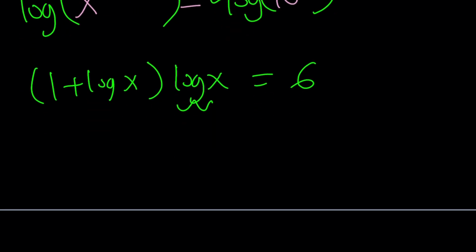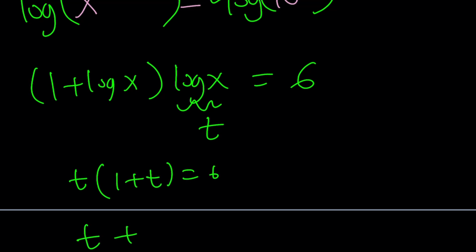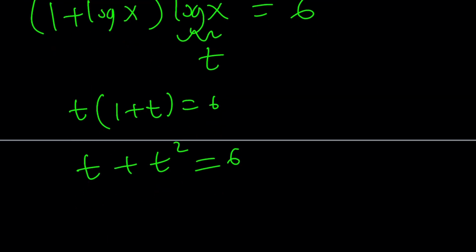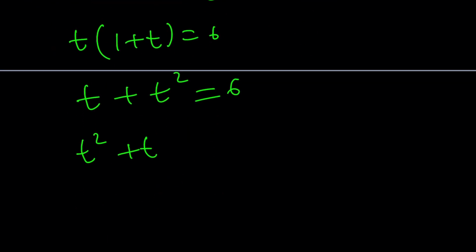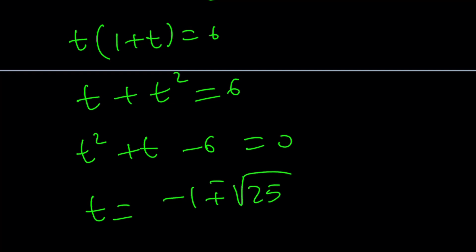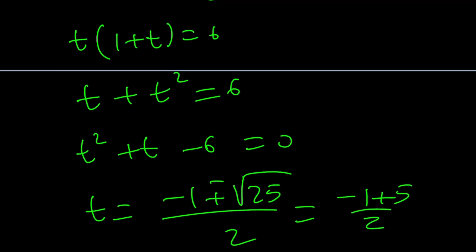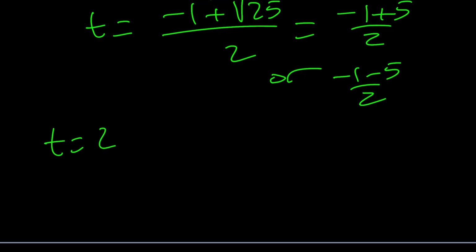Now you can replace log x with something. How about t? t times 1 plus t is 6. t plus t squared equals 6. Let's solve this problem a little differently. t squared plus t minus 6 equals 0. The quadratic formula gives us -b plus minus the square root of b squared, 1 plus 24, which is 25, and that becomes a 5. -1 plus 5 over 2, or -1 minus 5 over 2. And that gives us t equals 2, or t equals -3.